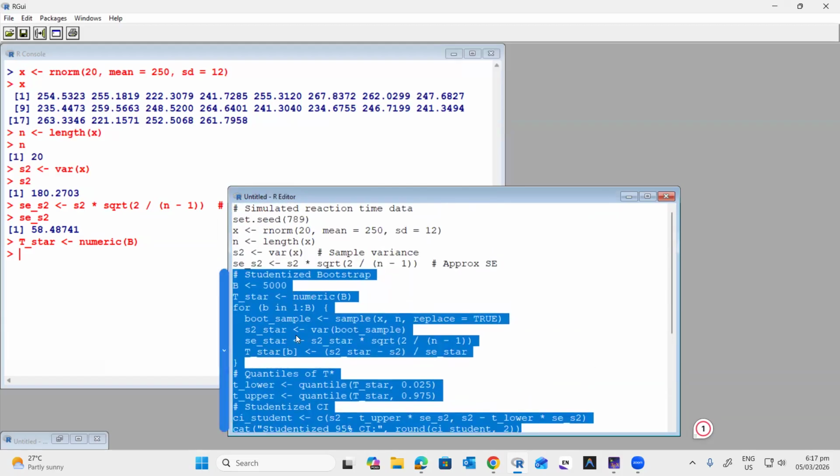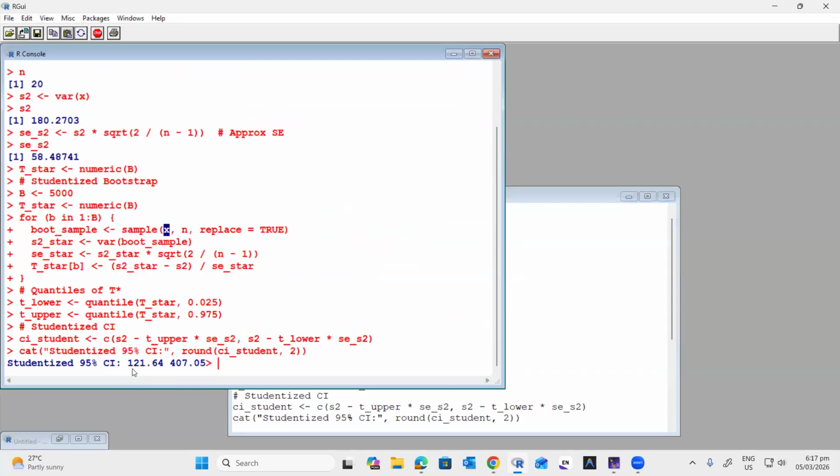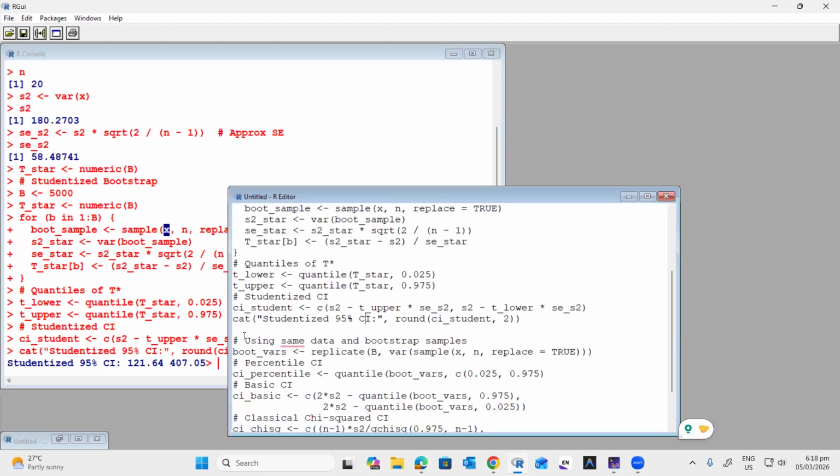Now we are going to use that one. So T star, up to T star we calculated. We will run it. So this is the confidence interval of our variance through the studentized bootstrap method.